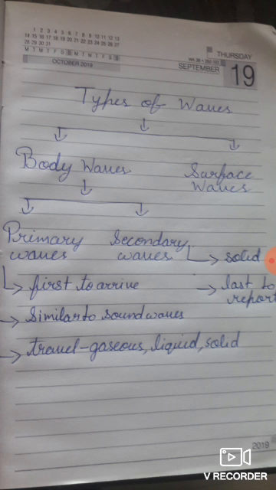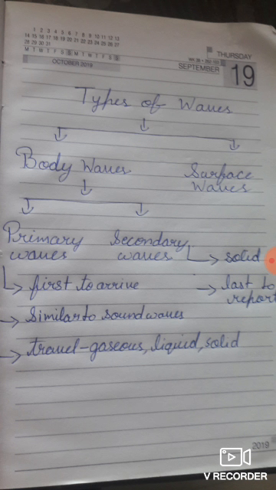Now children, when we talk about the velocity, the velocity of these waves keeps on changing depending upon the material through which they move. The denser the material, the higher the velocity. Their direction also keeps on changing depending upon the material through which they are moving.